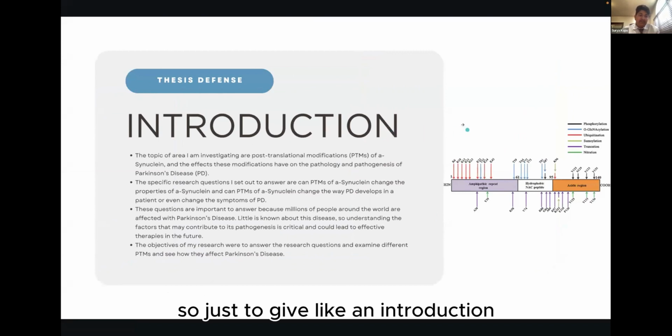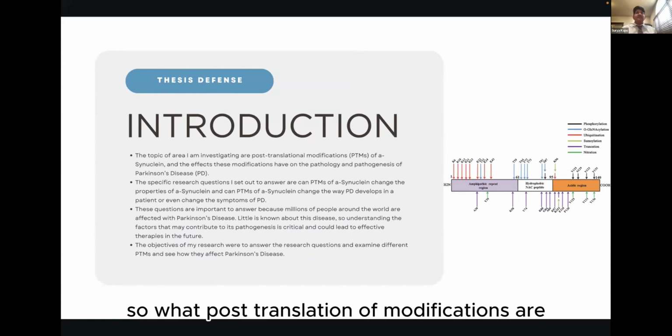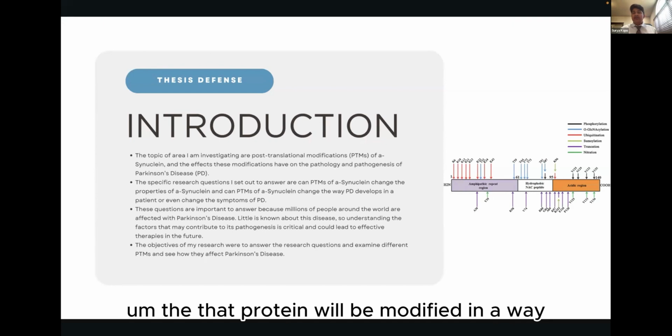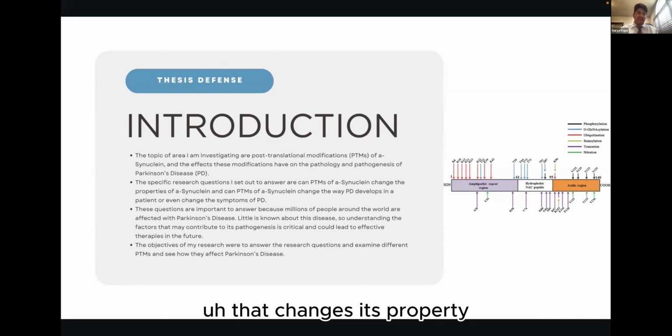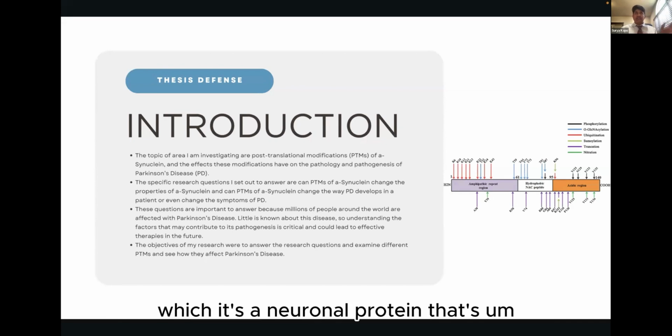So just to give an introduction, the topic that I was investigating is post-translational modifications of alpha-synuclein. What post-translational modifications are is that after a protein has been translated, that protein will be modified in a way that changes its properties. So if you add a certain chemical group, like let's say phosphate, that's going to change certain properties of that protein. And specifically in the case of alpha-synuclein, it's a neuronal protein that's very associated with Parkinson's disease, genetically linked and pathologically linked to it.